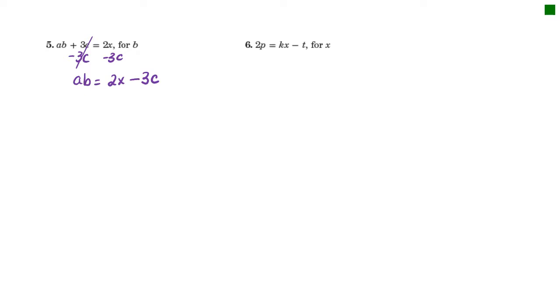Now I have A times B, so I'm going to do the opposite. I'm going to divide by A. Again, I'm solving for B, so B stays there. I don't move it. What I move is the A. So my final answer is 2x minus 3c divided by A.